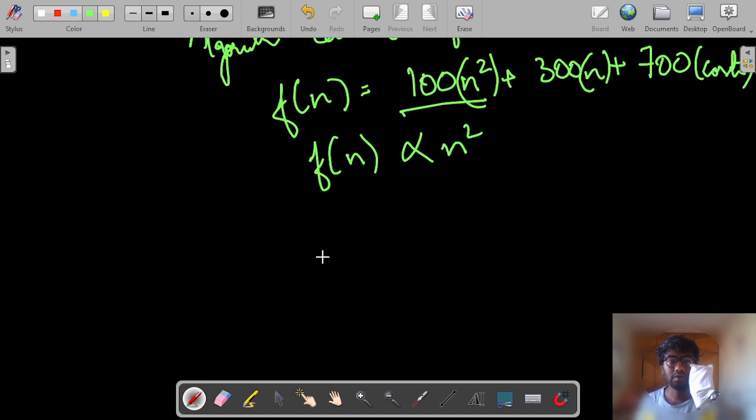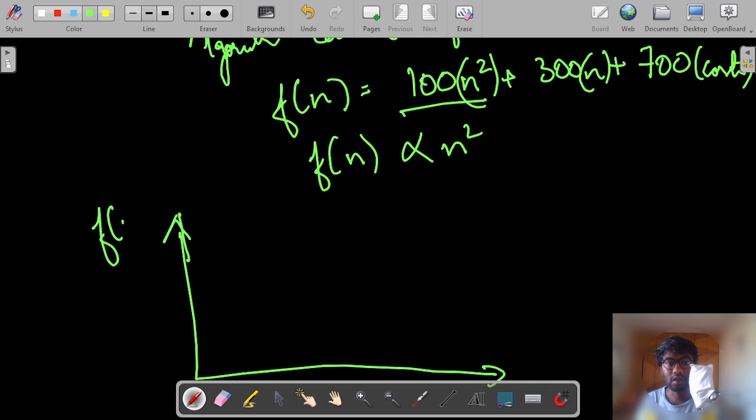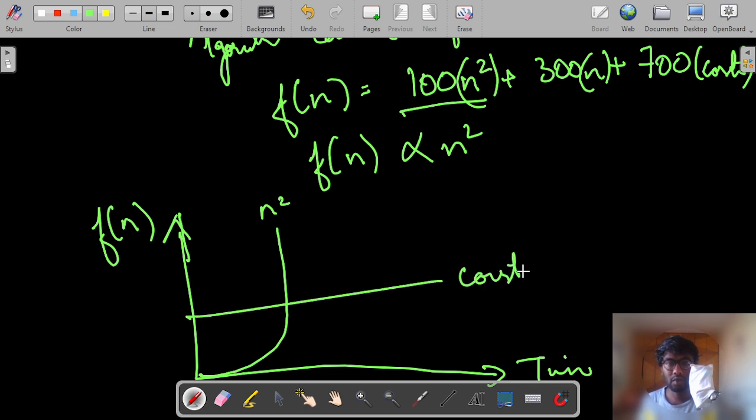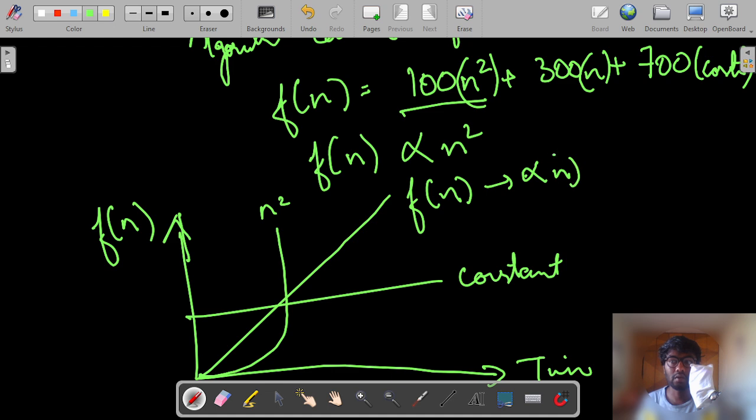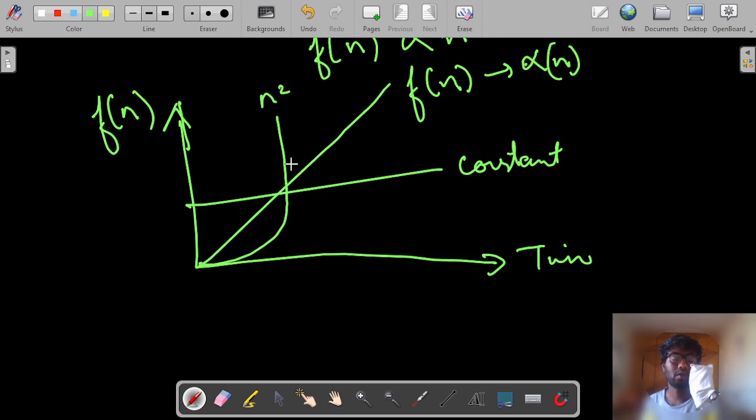And we also saw rate of growth for different functions of n, like let's say f of n and time. So something like this is n square, and a constant would be like this. No matter how much time changes, this always remains the same, and this is f of n, where it is directly proportional to n. Okay, so this was rate of growth, where different functions have different representation with respect to time.